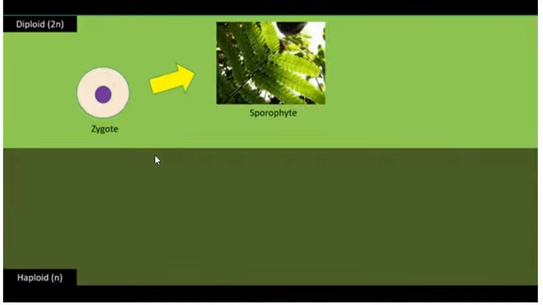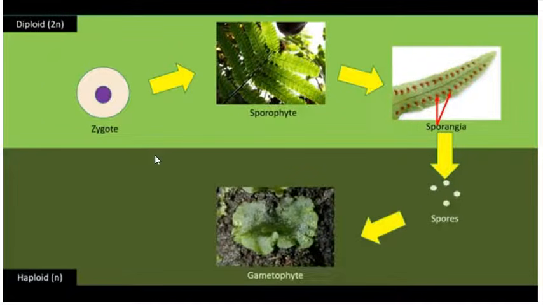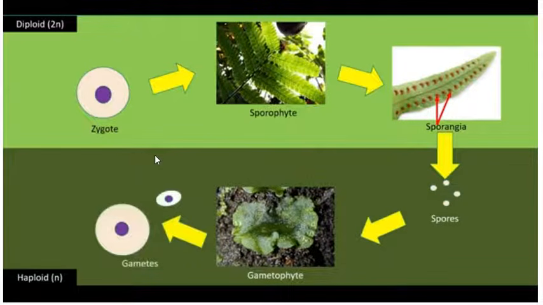This will then develop into a fern or a sporophyte, and the sporophytes then produce sporangia, which undergo meiosis to become spores. Spores grow and develop into gametophytes. Gametophytes make gametes, and some plants produce both on the same gametophyte, as is the case with ferns, and others produce separate gametophytes for each gamete. Finally, the gametes unite, creating a new zygote, and the cycle starts over again.